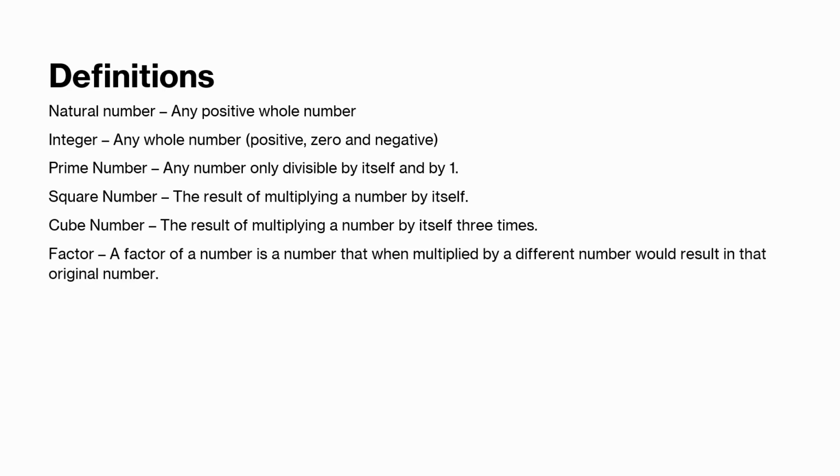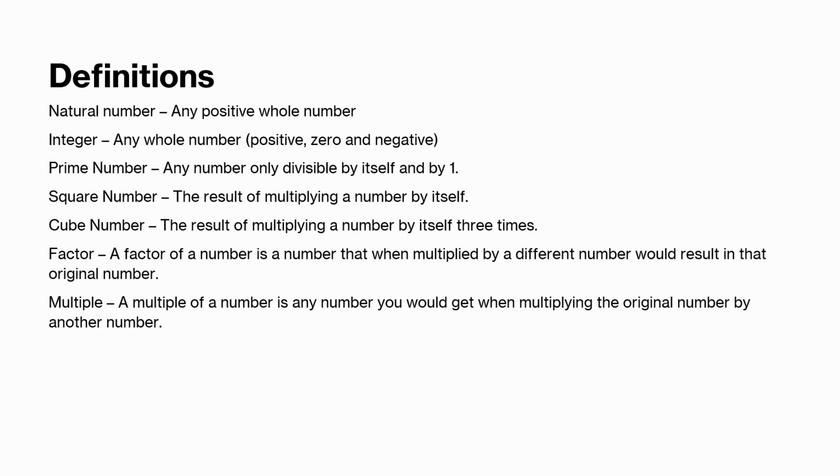Factors. A factor of a number is a number that when multiplied by a different number would result in that original number. So for example, we'll take 12. The factors of 12 are 1, which would give you 12 when multiplied by 12. That means 12 is also a factor. 2 and 6 are also another pair of factors. 3 and 4 are another pair of factors.